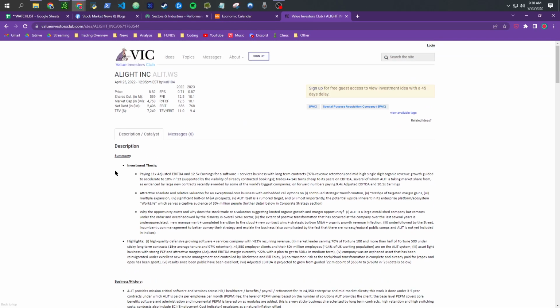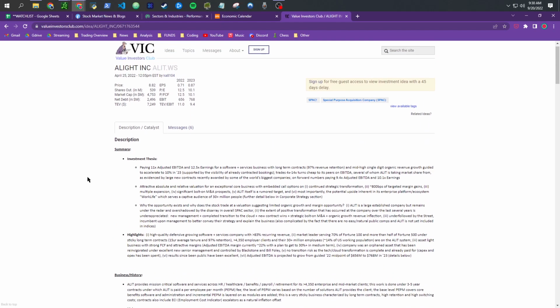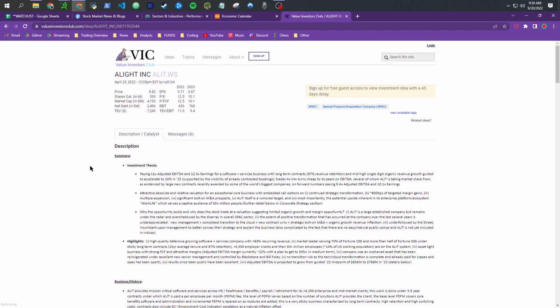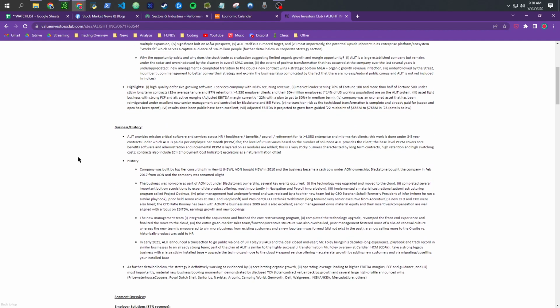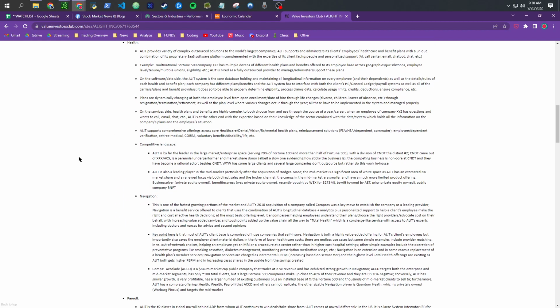Particularly for the controversial value plays, right? Potential value traps, cigar butts, stuff like that. So the more controversial it is, the more speculative it is, the more in-depth you have to be with your thesis and your financial analysis, right?